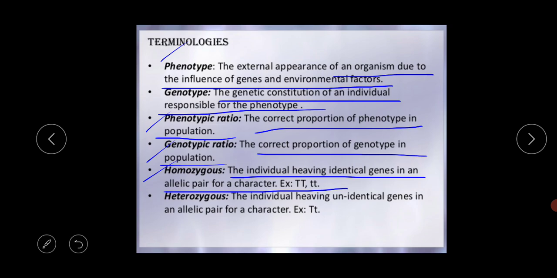Like capital T, capital T. All those genes look the same, their characteristics are the same, and they belong to the same gene locus. So that's why these are called the homozygous.